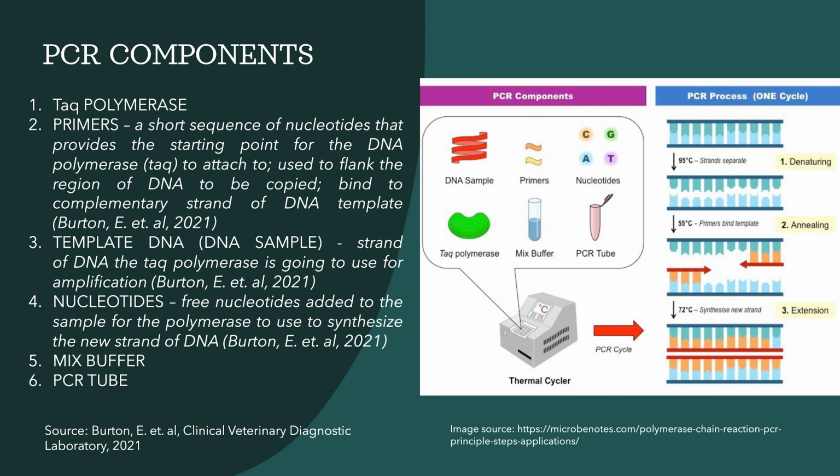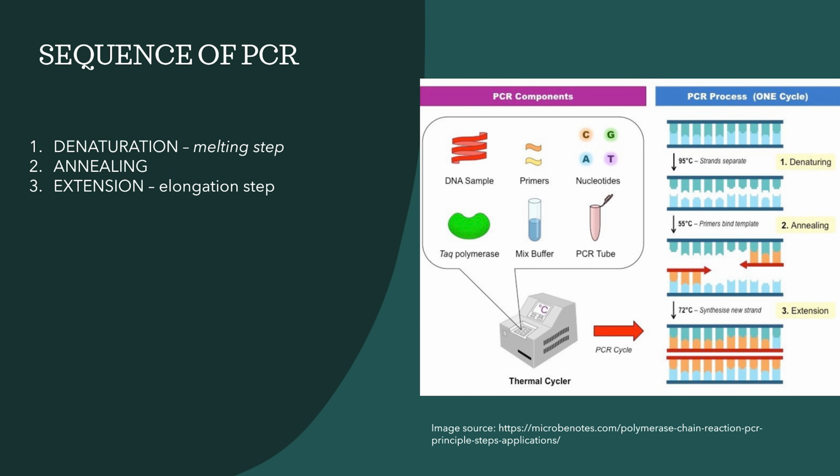Now that we know the meaning of PCR, let's dig deeper into the elements needed for PCR and the sequences of how PCR works. For PCR to start, polymerase is needed, primers, DNA template, nucleotides, mix buffer, and PCR tube. In the image shown, you see a machine and it's called a thermal cycler. With the proper things included to start the PCR process, PCR sequences start first with denaturation, next is annealing, and then extension. That is the overall process of one cycle. Repeated cycles produce millions of copies of DNA.